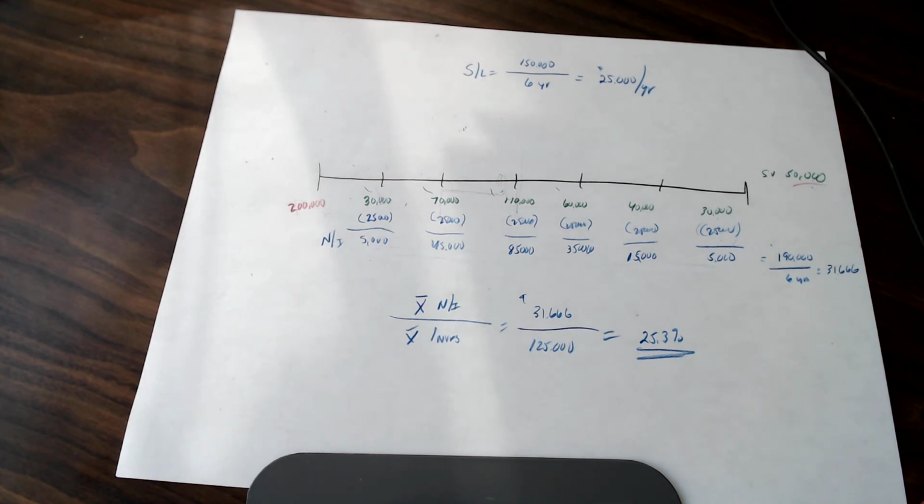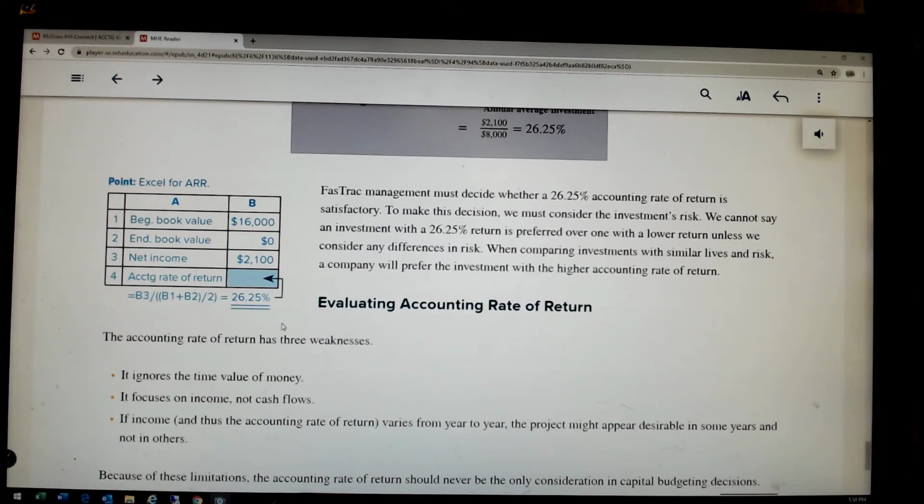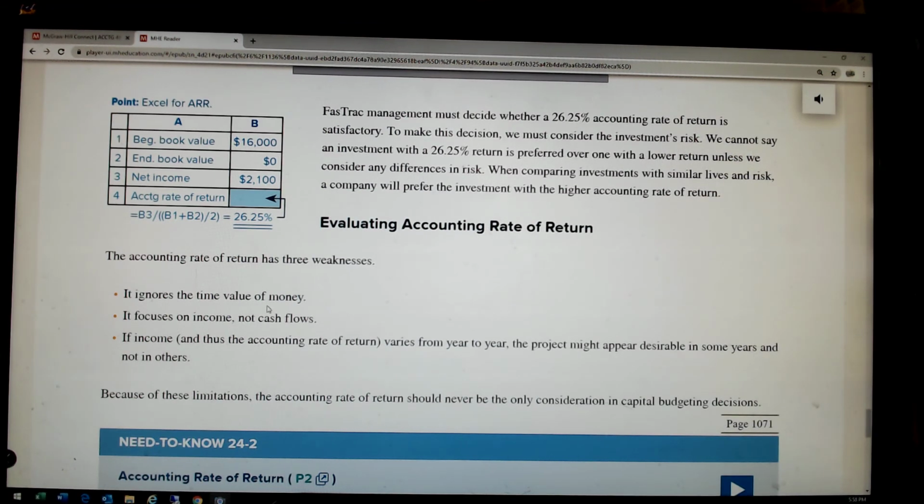Let's see what the text has to say about this. Okay, it's a pretty good evaluation tool. It does say it has 3 weaknesses. It ignores the time value of money, which most of us don't know what that is yet. We'll talk about that. It focuses on income, not cash flows. I don't know that that's a weakness so much. I mean, focusing on net income is not necessarily a bad thing. And income does vary.